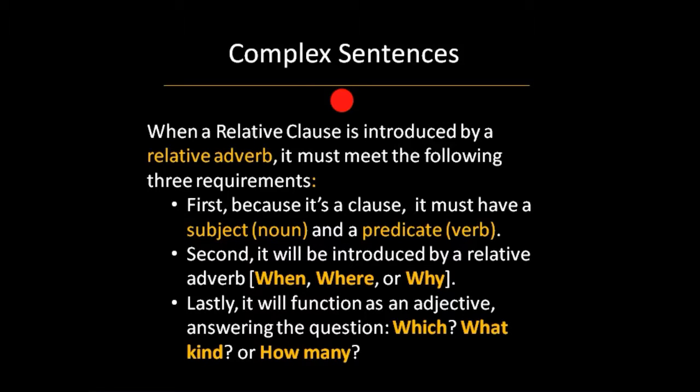When a relative clause is introduced by a relative adverb, it must meet the following three requirements. First, because it is a clause, it must have a subject, noun, and a predicate, verb. Second, it will be introduced by a relative adverb: when, where, why. Lastly, it will function as an adjective, answering one of the questions: which, what kind, or how many.